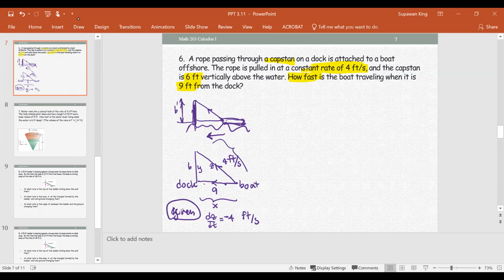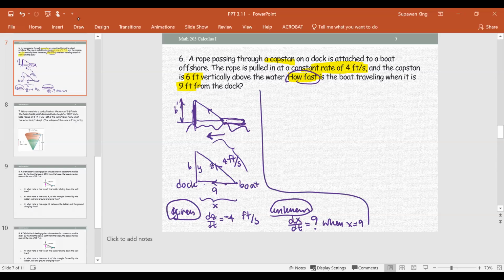And then what we don't know, we're going to find out. The unknown is how fast the boat is moving, the rate of change of x, the distance of the boat from the dock, or dx/dt. We are looking for it when x equals 9. Now, what variables do we have in this situation? We have x, y, and z.